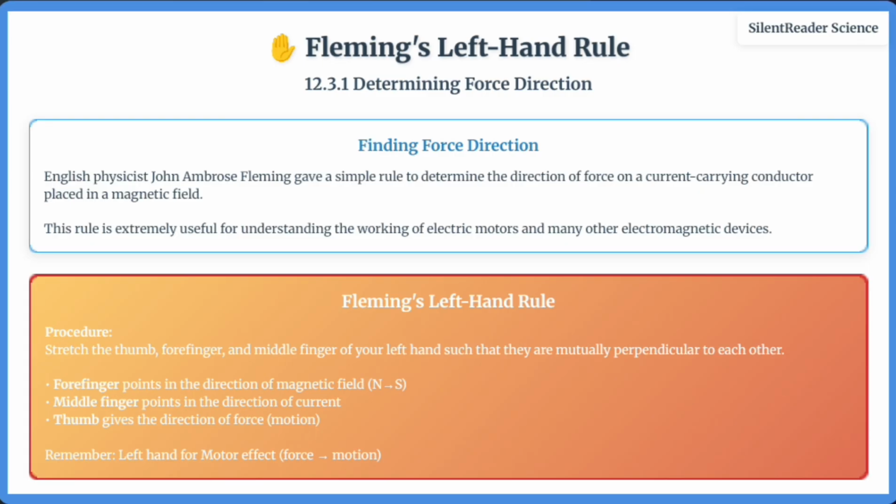According to Fleming's left-hand rule, stretch the thumb, forefinger, and middle finger of your left hand such that they are mutually perpendicular to each other. The forefinger points in the direction of magnetic field, from north to south, the middle finger points in the direction of current, and the thumb gives the direction of force or motion. Remember, use your left hand for motor effect, where force produces motion. This rule helps us determine which way a current-carrying conductor will move when placed in a magnetic field, which is crucial for understanding how electric motors work.